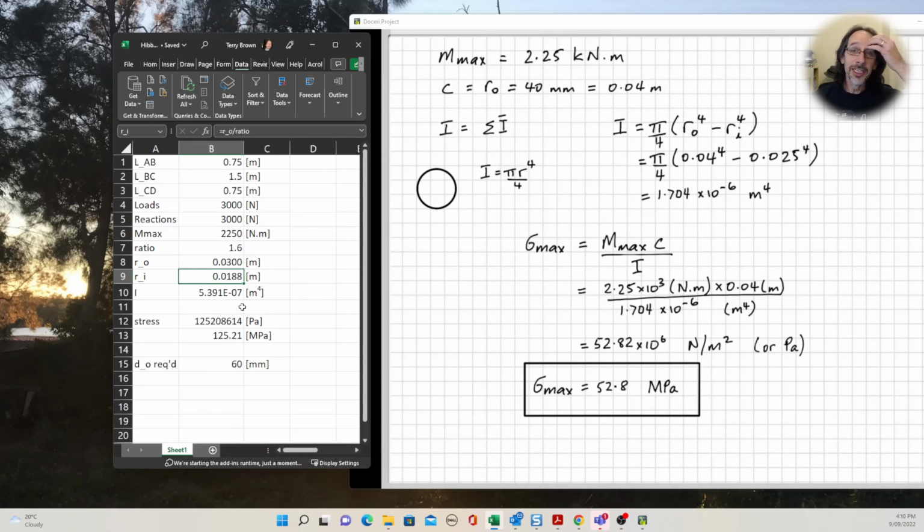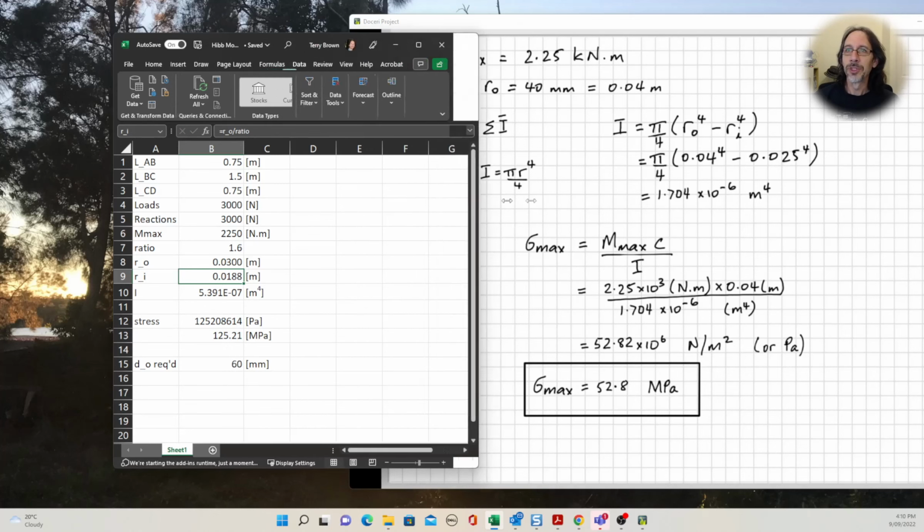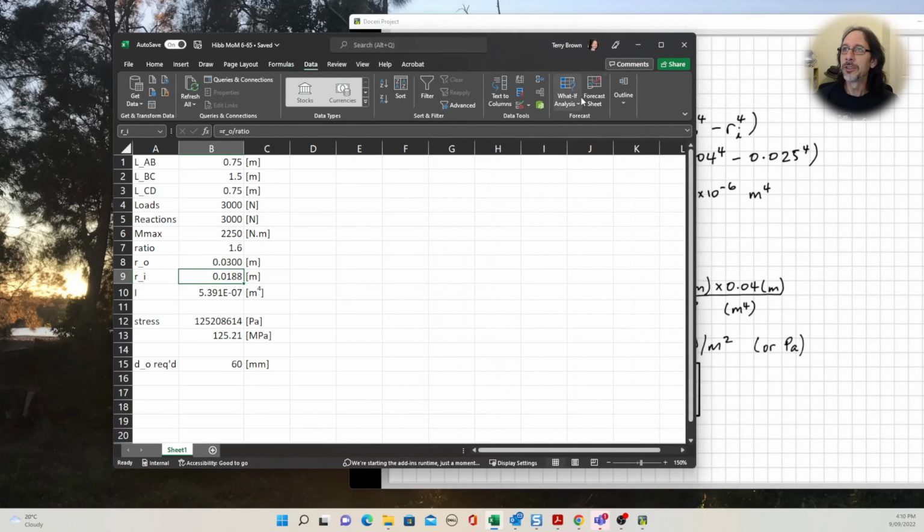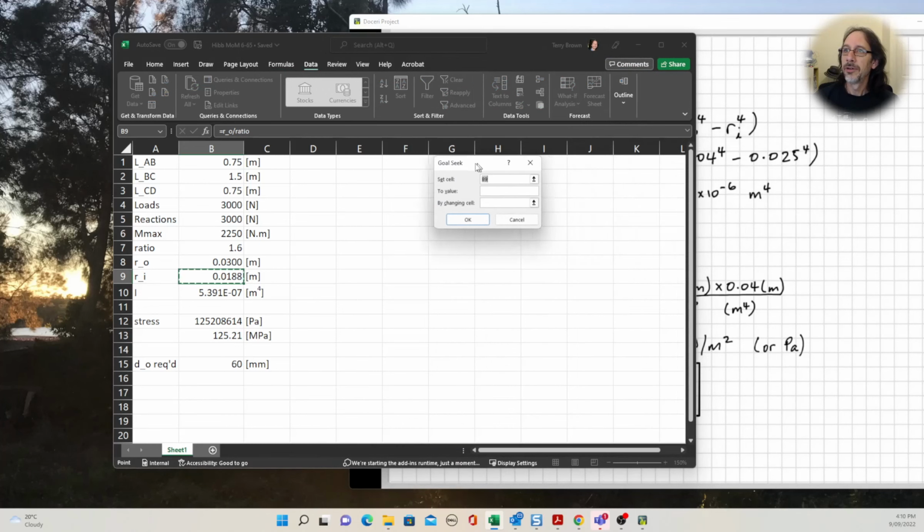You can keep doing that, but that's not very clever. There must be a better way of doing that, and of course there is. The clever way to do it is to use what-if analysis and use goal-seek. Unfortunately this is pretty small; hopefully you can see that. In goal-seek, I need to set my cell to a certain value by changing some other value. So I want to change this cell here to be 150 megapascals, and I want to do that by changing my outer diameter or the outer radius.